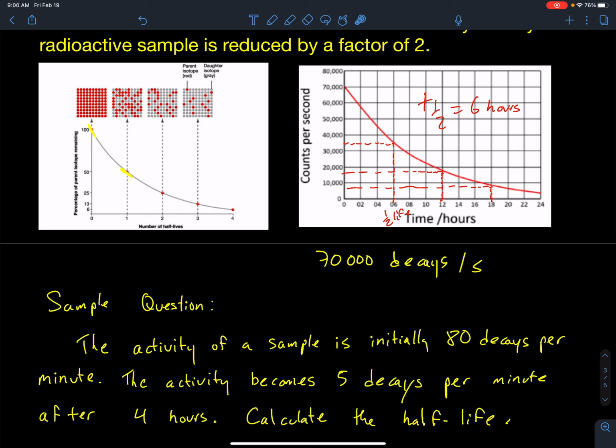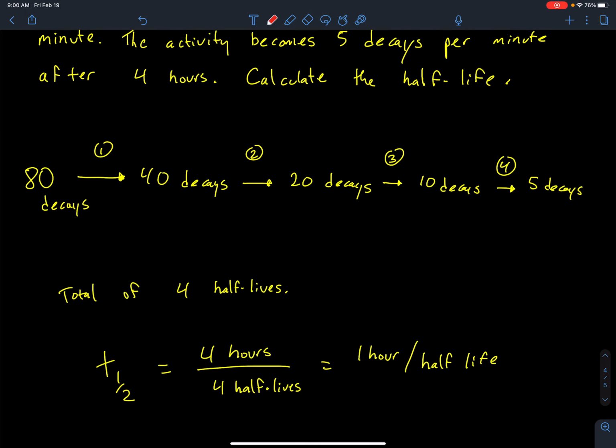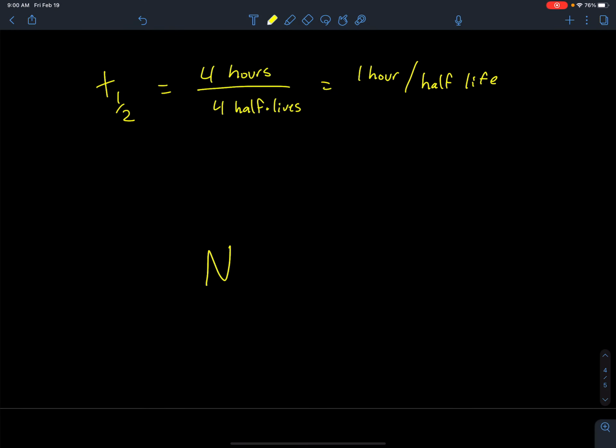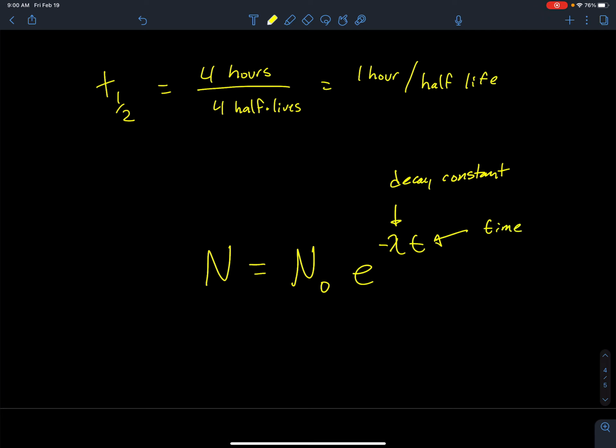And that exponential formula looks like this, which I showed the group that was here on Wednesday. The number of radioactive atoms remaining is equal to my original number of radioactive atoms times e to the exponent of negative lambda t. Lambda is my decay constant. T is the time frame that we're looking at.